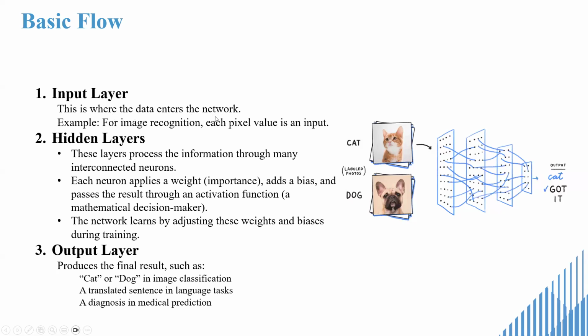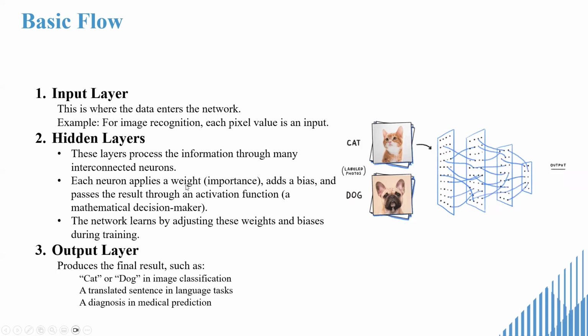So this is where the data enters the network. So you will have some images, you will give them, and you can see here, for example, cat and dog. Hidden layer: these layers process the information through many interconnected neurons. Now these images are converted into hidden layers. You are not going to give it explicitly to the computer. It will understand and it will form a hidden layer. We can see this one.